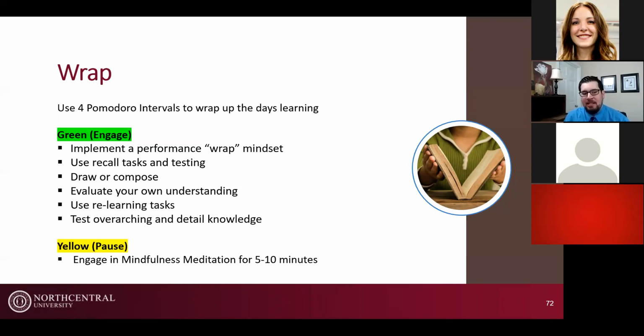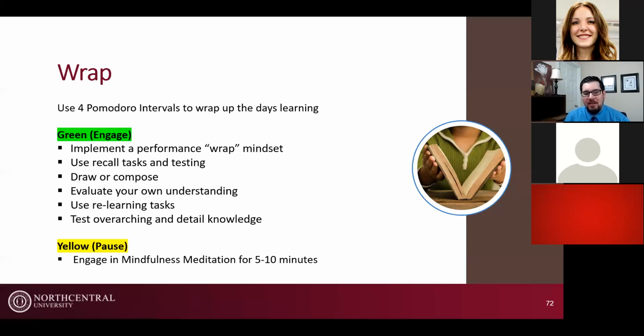During the green engagement phase, implement a performance or wrap-up mindset. Use recall tasks and testing to solidify current knowledge levels. Draw or compose mental representations. Evaluate your own understanding of the content. Use quick hints, looking back, relearning tasks to fill in deficit areas, and test overarching and detail knowledge.